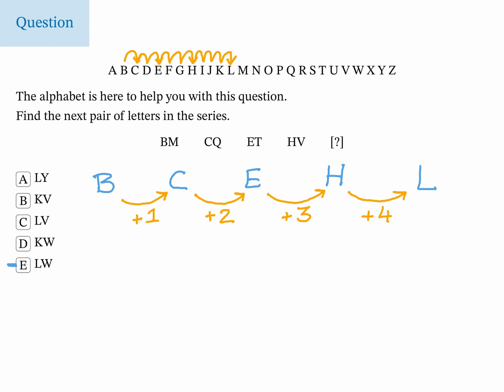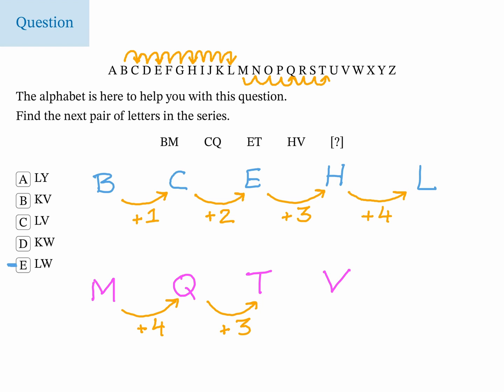Okay, now let's have a look at the second letter in each letter pair. So we go from M to Q to T to V. And once again, let's use our alphabet to see what's going on. So if we're starting at M, to get to Q, we shift forward through the alphabet 1, 2, 3, 4. So we've gone forward through the alphabet by 4 letters. Okay, what about to get from Q to T? Well, if we start at Q, to get to T, we go forward through the alphabet 1, 2, 3 places. So we've gone forward by 3.